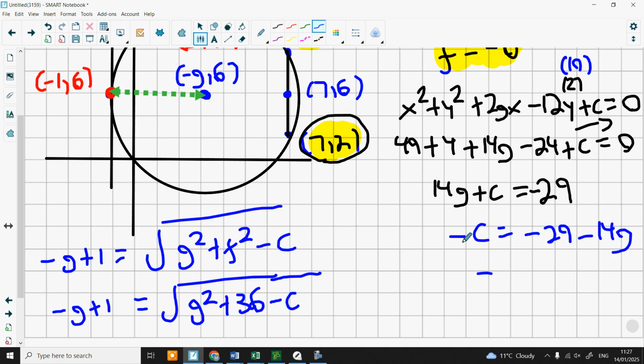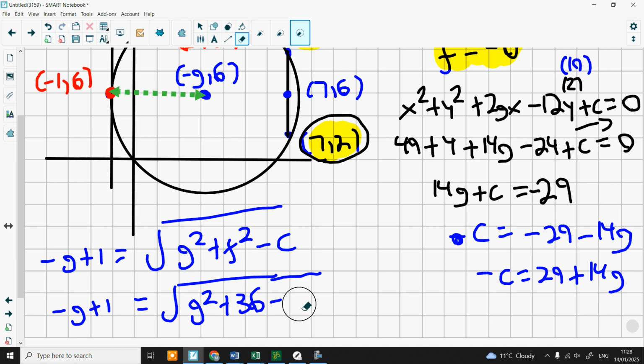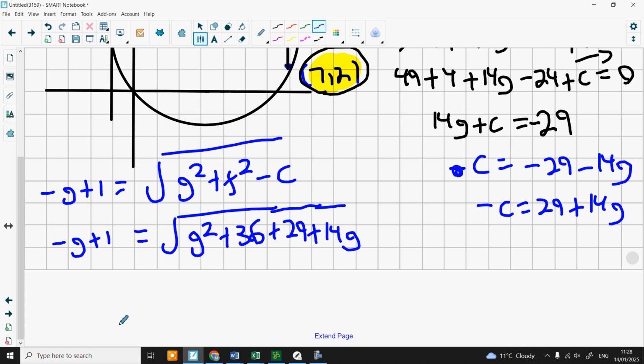Multiply both sides by minus, and minus C is 29 plus 14G. So see that C there, what am I going to do with it? 29 plus 14G. What am I going to do with the 29 and the 36? Anybody? Add them together eventually, yeah? I'm going to square both sides. And we're going to square this side.